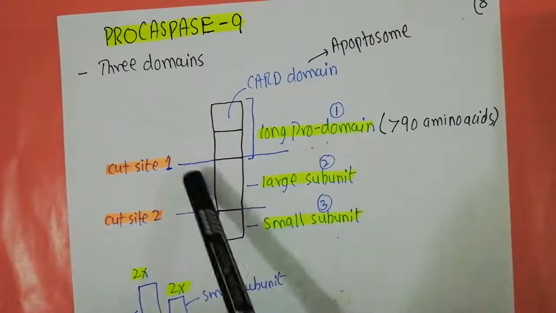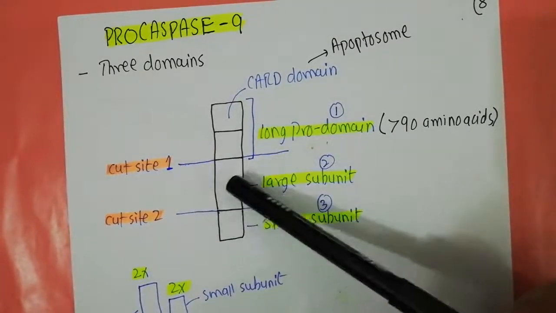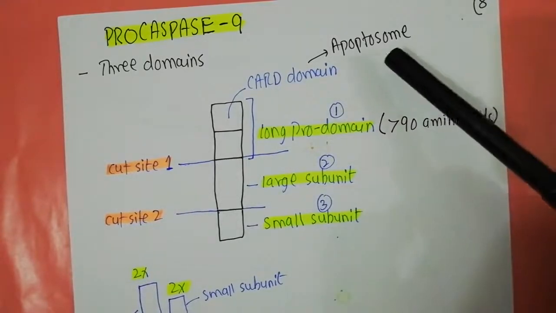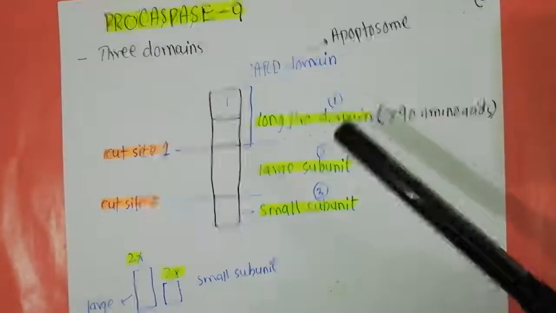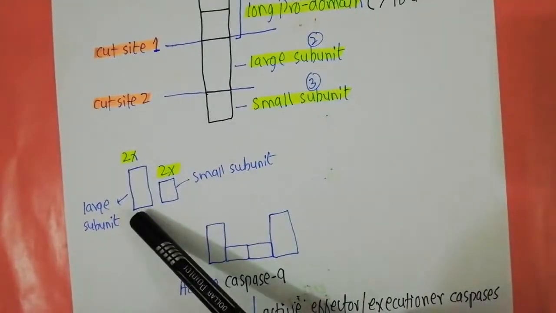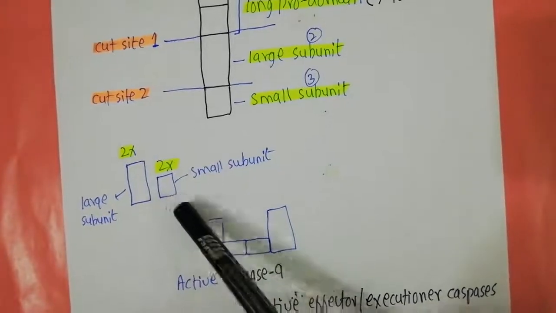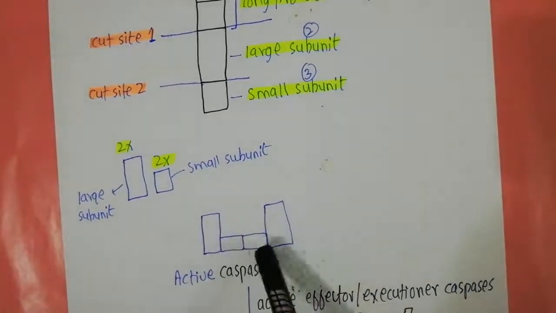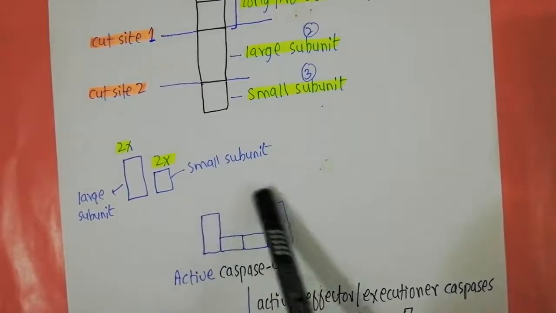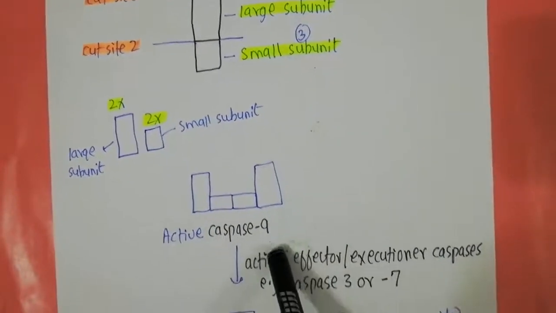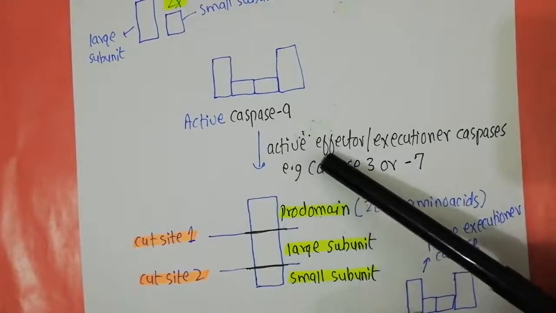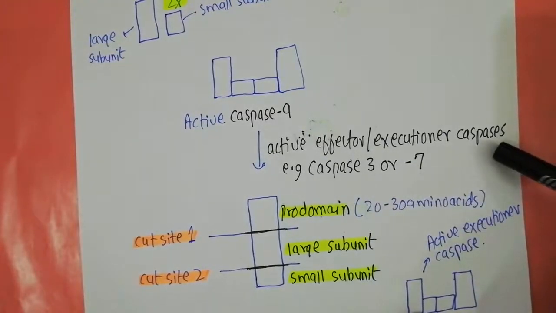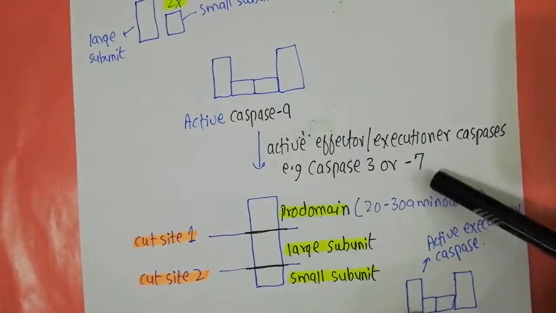When these two sites are cut, the large and the small subunit get separated from each other, and so the apoptosome goes for the cleavage of multiple copies of the Procaspase 9, giving you a large number of the large subunits and the small subunits. Two large subunits and two small subunits combine with each other to give you an active caspase 9. When the initiator caspase 9 has been activated, it is going to activate the effector or the executioner caspases, for example the caspase 3 or the caspase 7.